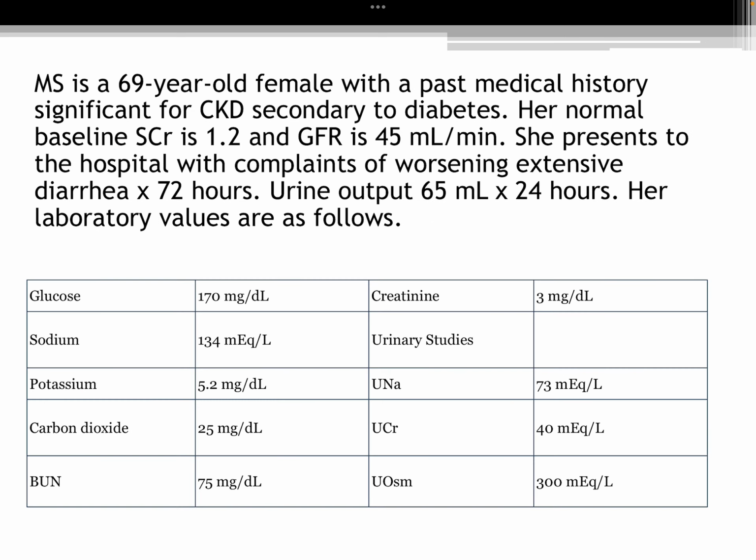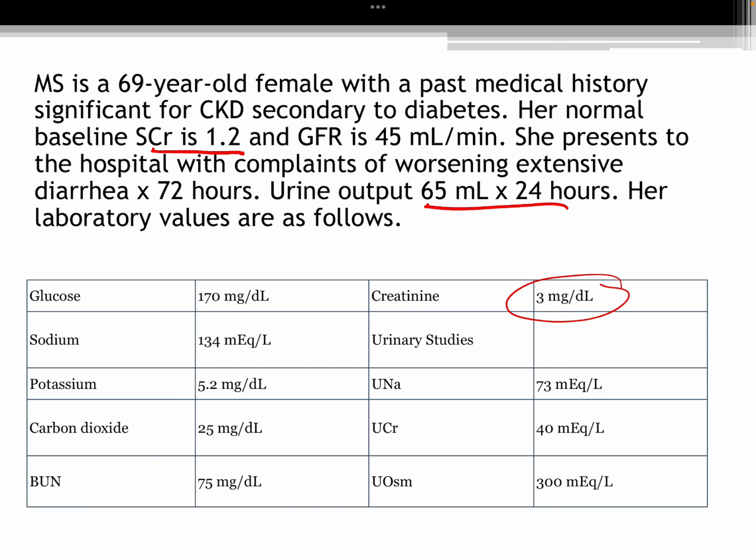So let's just do a practice equation where we try to calculate FEna ourselves. So this is our patient, MS, a 69-year-old female with a past medical history significant for CKD secondary to diabetes. Her baseline serum creatinine is 1.2. She has a urine output of 65 mLs, and you can see here that her serum creatinine is elevated today with a creatinine of 3. So that's definitely greater than that 0.3 that we discussed as a diagnostic criterion. It's also greater than 1.5 times her baseline. So we're asked to calculate her FEna.